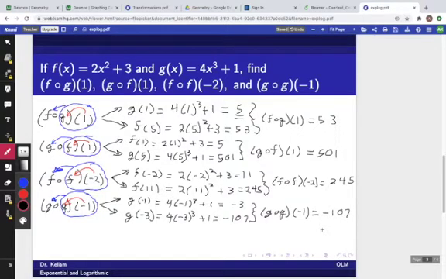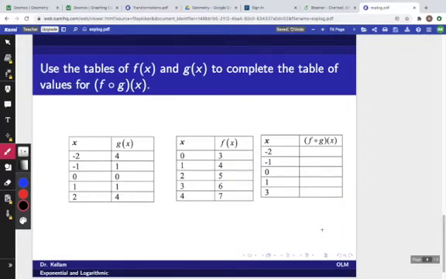Okay, for this video we're only going to look at one more example, and then we will pick back up on compositions in the next video. But we have tables here. This is the table that's representing g of x. This is the table that's representing f of x. And this is the table that we're going to build that's f of g of x.